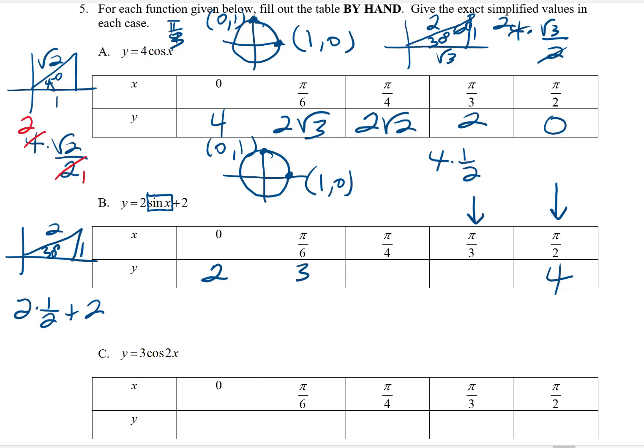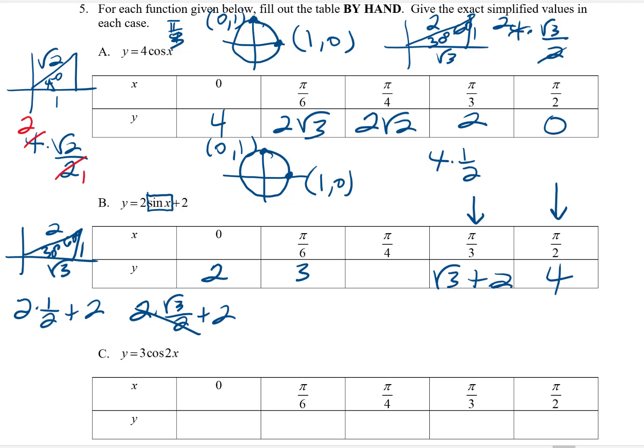Let's use pi over 3 next because I can get that from that same picture. Pi over 3 is 60 degrees. The sine ratio would be root 3 over 2. So 2 times root 3 over 2 plus 2. The 2's would cancel. I can't actually combine the root 3 and the 2, so I'll just have to write it down. Root 3 plus 2.